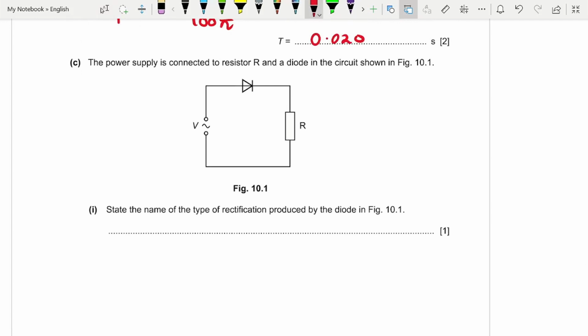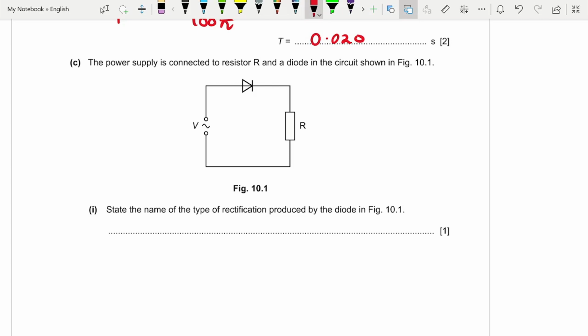Part C: the power supply is connected to a resistor R and a diode. Name the type of rectification that is produced by the diode that you have been shown. We have two kinds of rectification. The point of rectification is that we have AC current and we're trying to restrict it so that it becomes DC current. Sort of trying to convert it. We have full wave rectification and half wave rectification. For full wave rectification, you're going to need a full bridge rectifier, with 4 diodes.